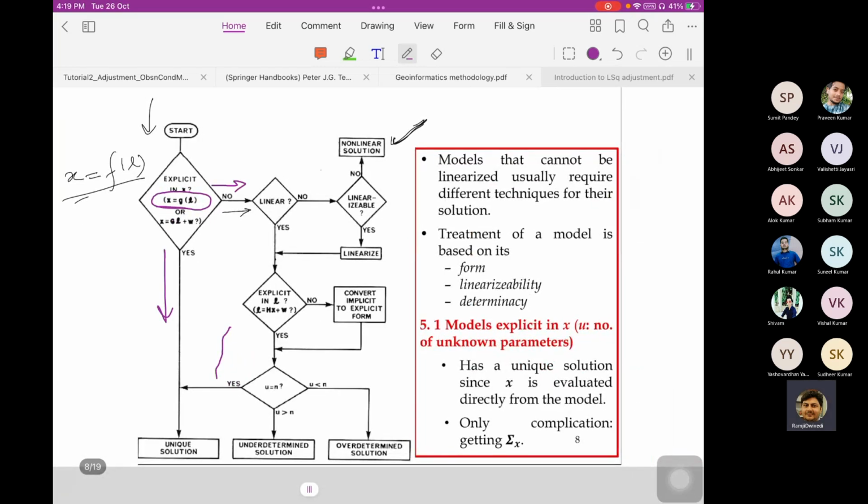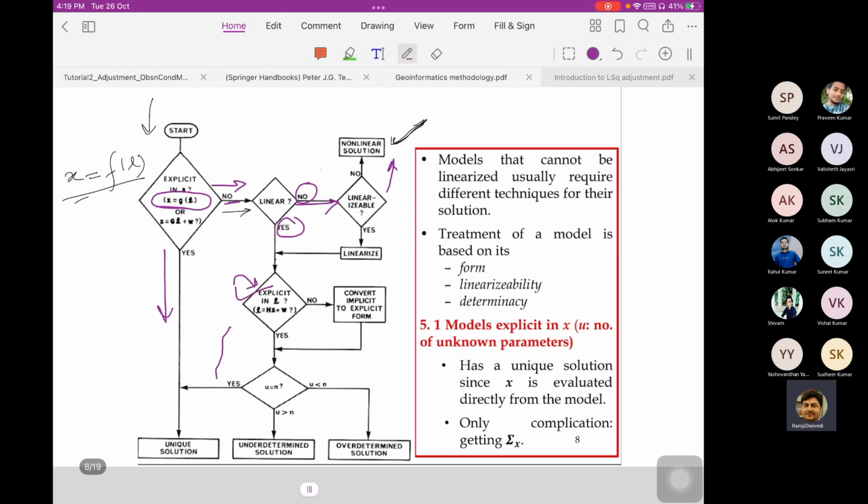If it is no, then you will see whether a linear model or a non-linear model is there, and how you can write those models. So is it linear, answer is yes or no. If it is no, you think of linearizing it. If it is not possible to linearize, you go back to find a non-linear solution. If it is linearizable, yes, you come back here.